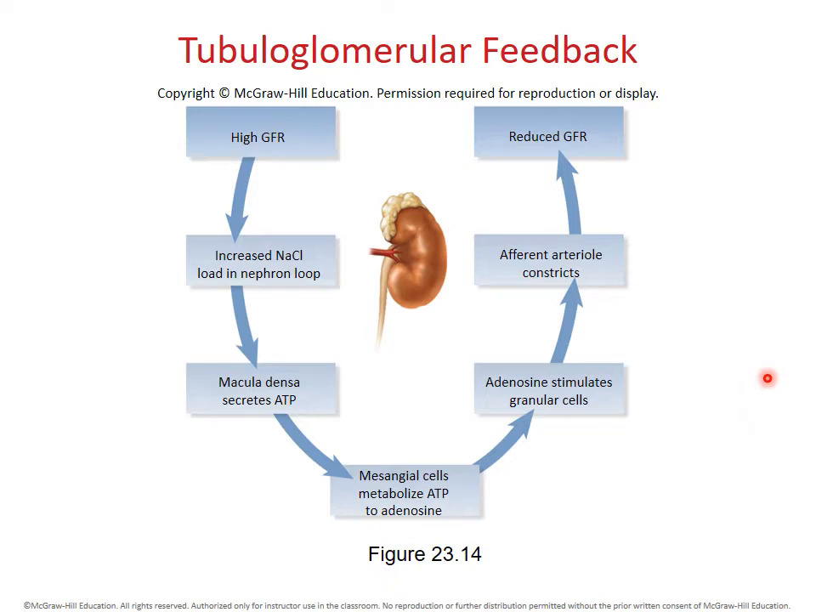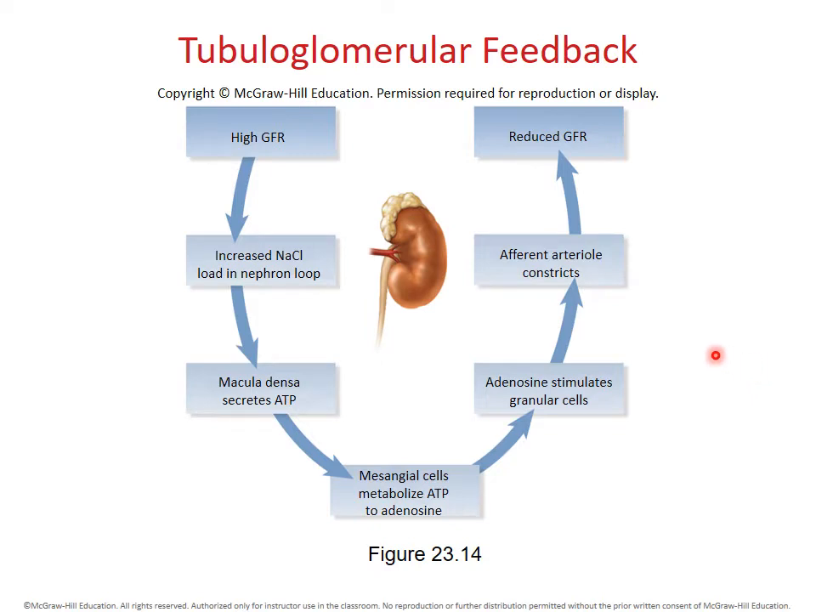So what we're talking about is the regulation of glomerular filtration rate. And we said that there were going to be three different mechanisms for doing this, what we call renal autoregulation, the sympathetic nervous system control, and hormonal control. So we've just completed talking about the renal autoregulation mechanisms, and there were two.